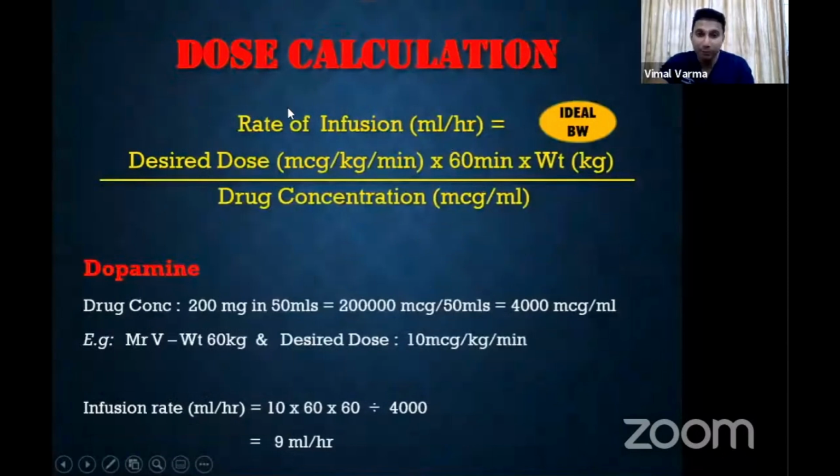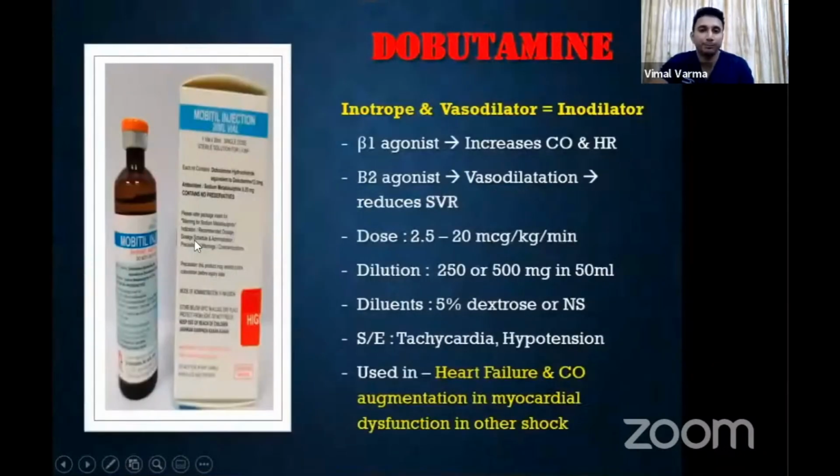Calculation, again, the same. We want to find out the rate of infusion. The formula is the same. As an example, for dopamine, we take a single strength, which is 200 mg, diluted in 50 mL. 200 times 1000 is 200,000 mcg in 50 mL. When you divide it, it comes to 4,000 mcg per mL. The same patient, 60 kilo, desired dose, let's say we want to infuse at 10 mcg per kg per minute. So 10 mcg per kg per minute times 60 minutes times 60 kilo divided by the drug concentration of 4,000 mcg per mL, you get 9 mL per hour. And then you alter it accordingly.